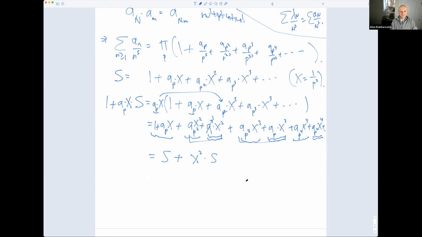Right? Does that make sense? And so now I can easily solve for s. S is equal to, if I move everything to one side, I get a 1, I get a minus a_p x, and I get a plus x squared. And then times s is equal to 1. So s is this thing inverse.